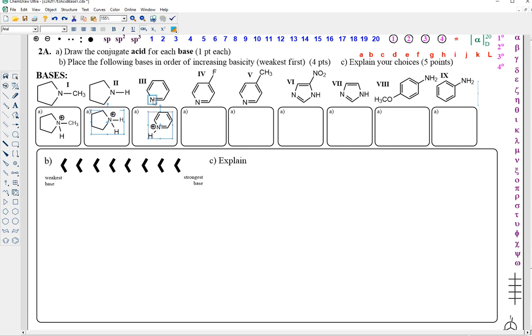Pyridine, different category, becomes a pyridinium. This is another pyridinium with an electronegative fluorine on there. Here's a third pyridinium with a methyl.